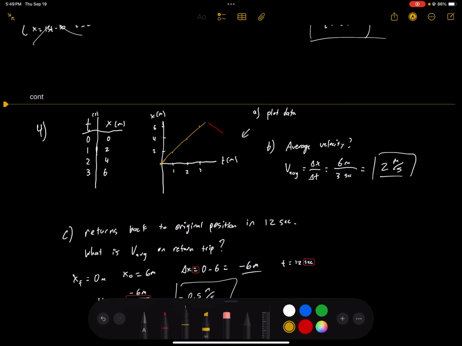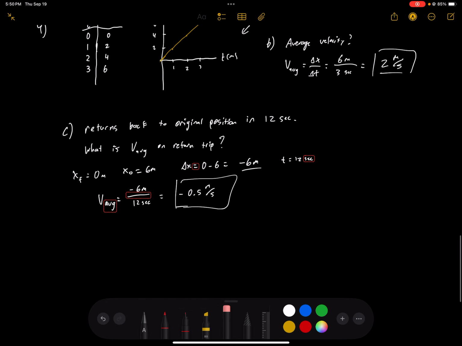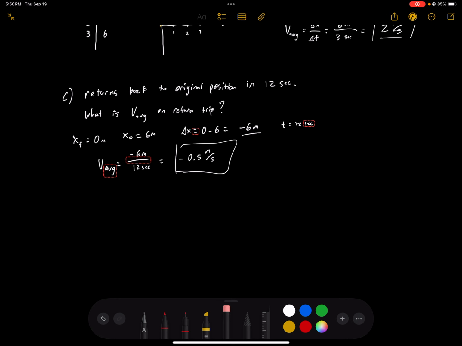Let's see here. Well, anyways, you get the idea. Okay, so it's slowly going to go back. Okay, and I'm going to erase that for now, but you get the concept. So it goes back to the position x equals 0, and that takes an additional 12 seconds for it to do that. All right. So on the return trip, the velocity is going to be negative 0.5, right? Because it travels 6 meters, but it takes 12 seconds to do that.